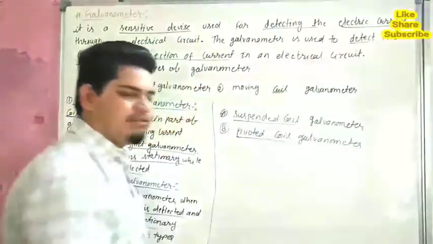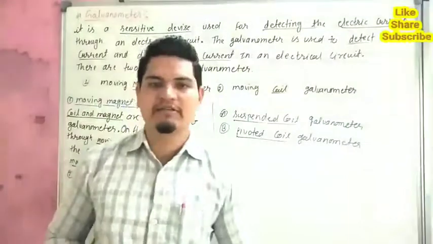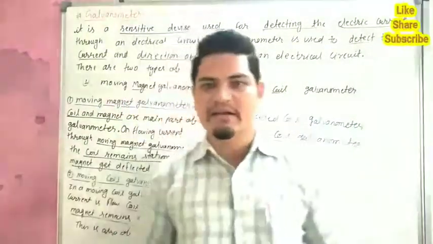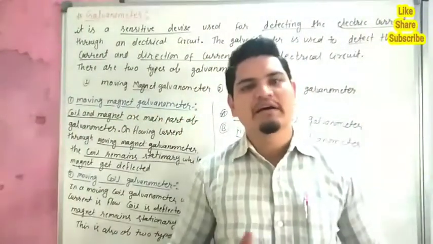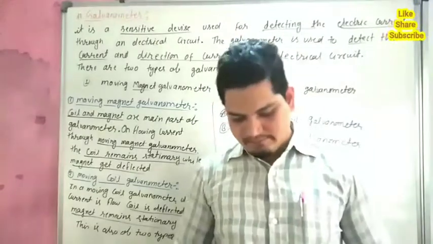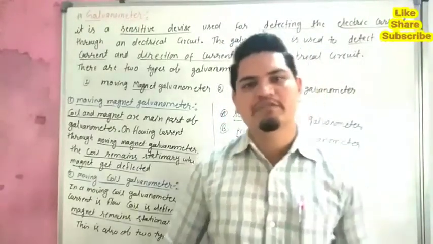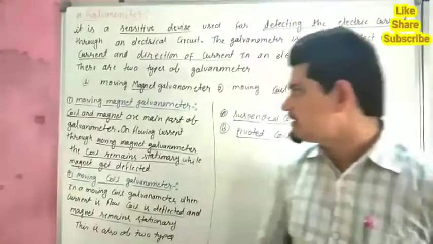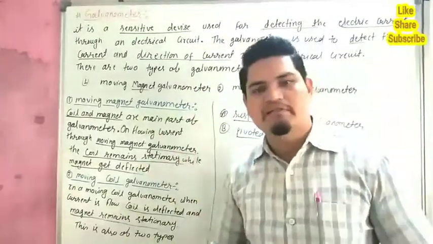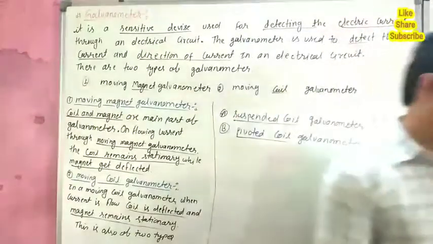So this is the galvanometer. A galvanometer is a device which is used for measuring current. It is also used for measuring the direction of current. I think you saw it in your library. So this is the galvanometer, and you can write the types of galvanometer.